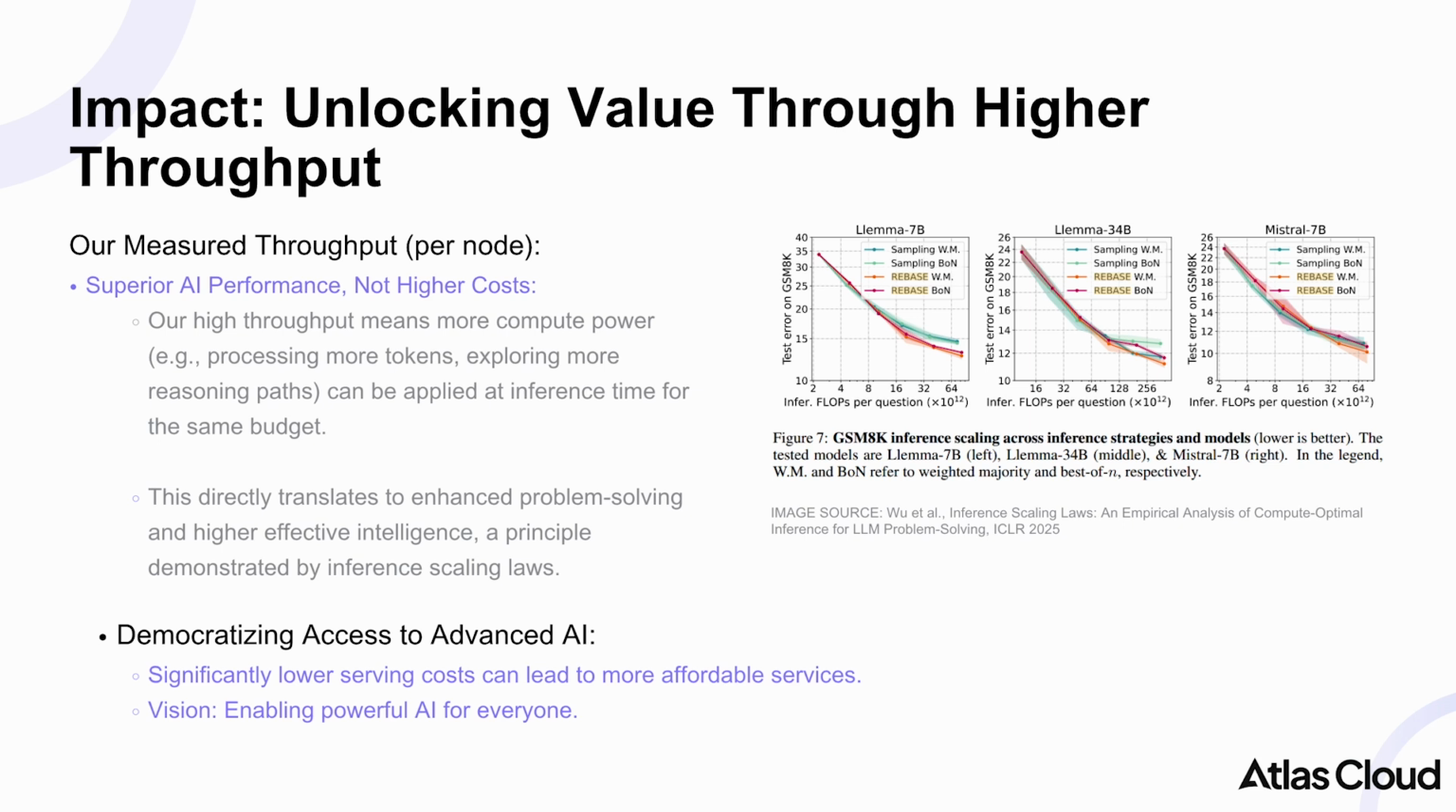Beyond improved intelligence, higher throughput also plays a crucial role in democratizing access to advanced AI. The more throughput we achieve, the fewer nodes we need to handle the same workload. This makes powerful AI systems more affordable, scalable, and accessible, opening the door to broader adoption across industries. By significantly reducing operational costs, we can deliver affordable AI services that directly support a broader vision, making powerful, accessible AI available to everyone. It's a step toward democratizing innovation, empowering more people, teams, and industries to build, explore, and solve with advanced AI.